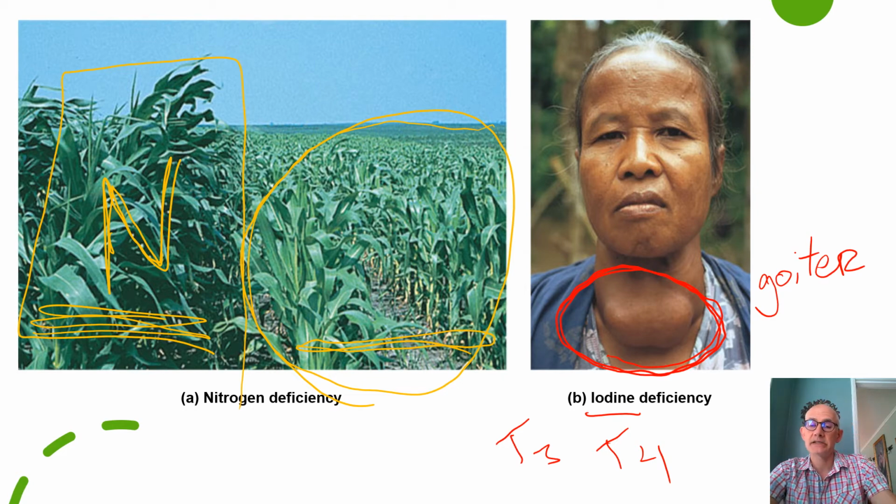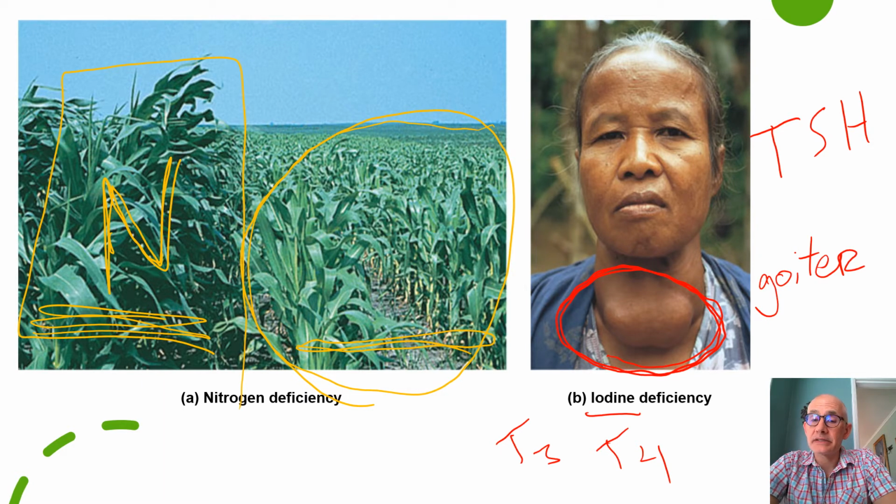So if the body does not have enough iodine, it cannot make these two hormones. Hormones are responsible for things like metabolism. They affect heart rate, they affect blood pressure, they do lots of different things. If your T3 and T4 hormones are low, then the brain sends a signal called thyroid stimulating hormone, which we'll just call TSH, thyroid stimulating hormone.